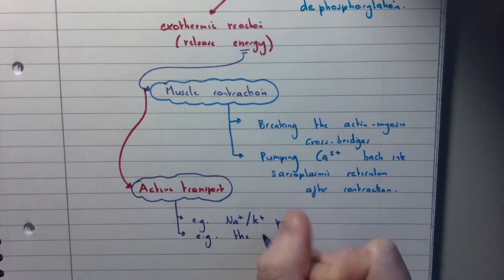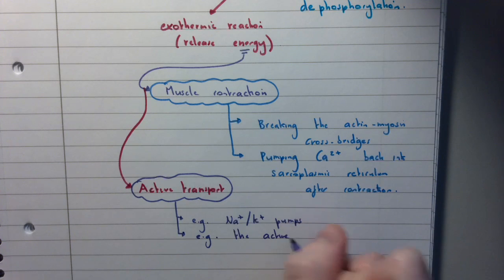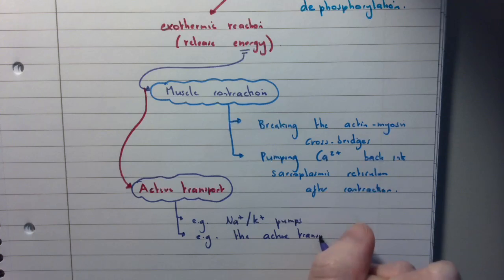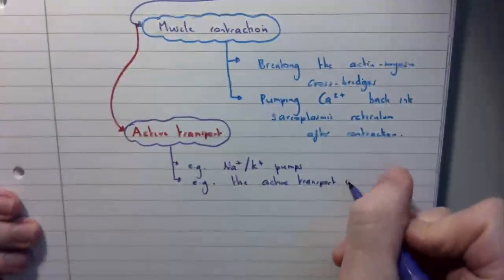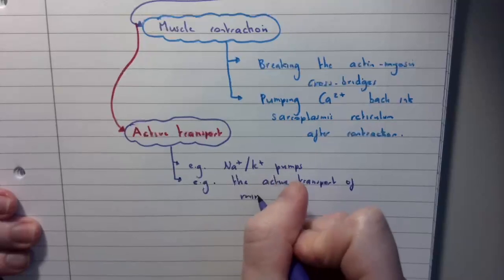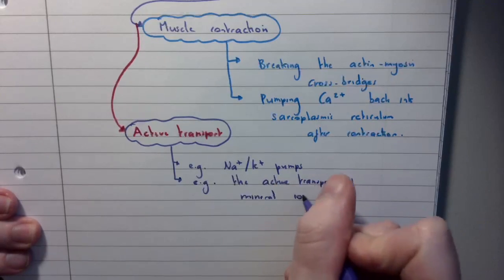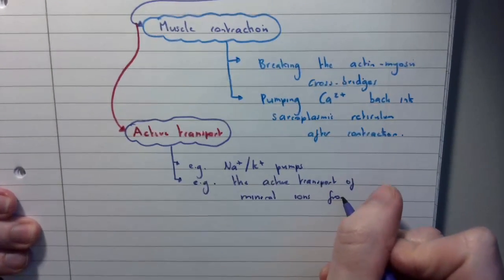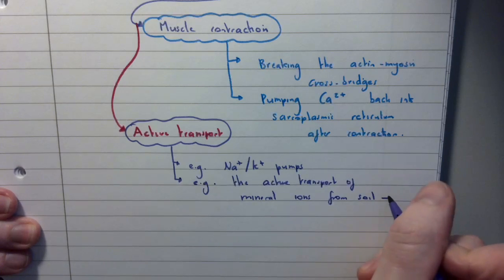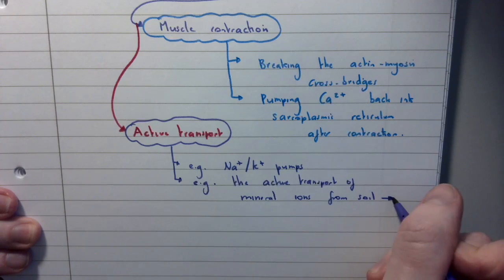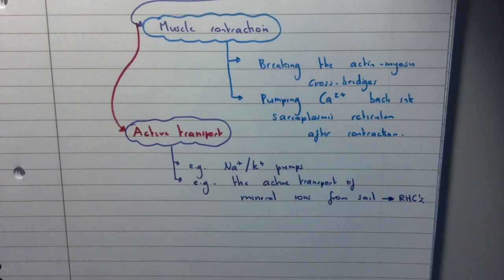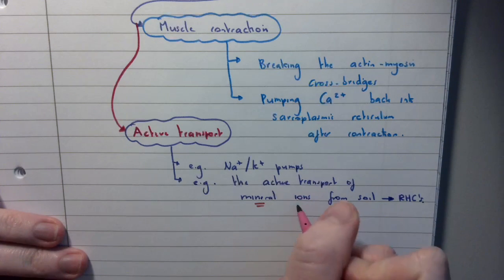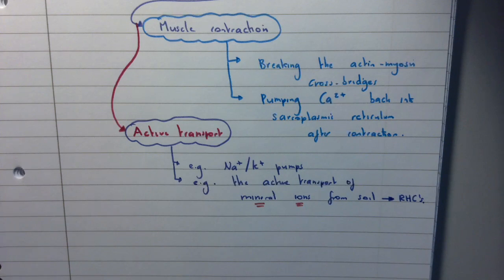Let's put the active transport. I feel like I should give you a plant one because it's all animals so far. The active transport of mineral ions from soil into root hair cells in plants. And you need to know which mineral ions plants need to get from the soil. So I'm just going to give you the examples that you need to know about now.